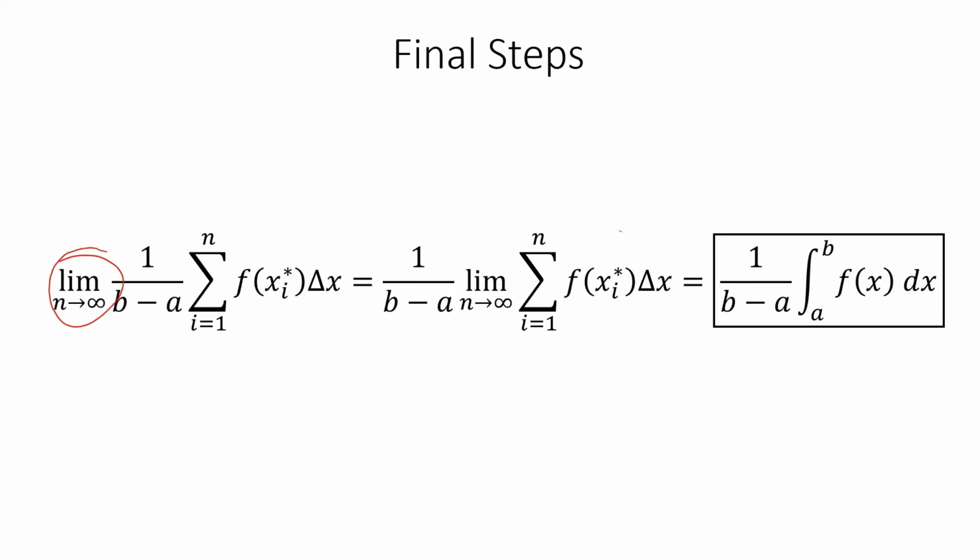We can factor out the 1 over b minus a out of the limit because it does not have n in it. And then we'll just notice that that is the definition of an integral from a to b of f of x dx. And we have derived the formula. So we're just going to go into a few examples about how to actually use this formula.